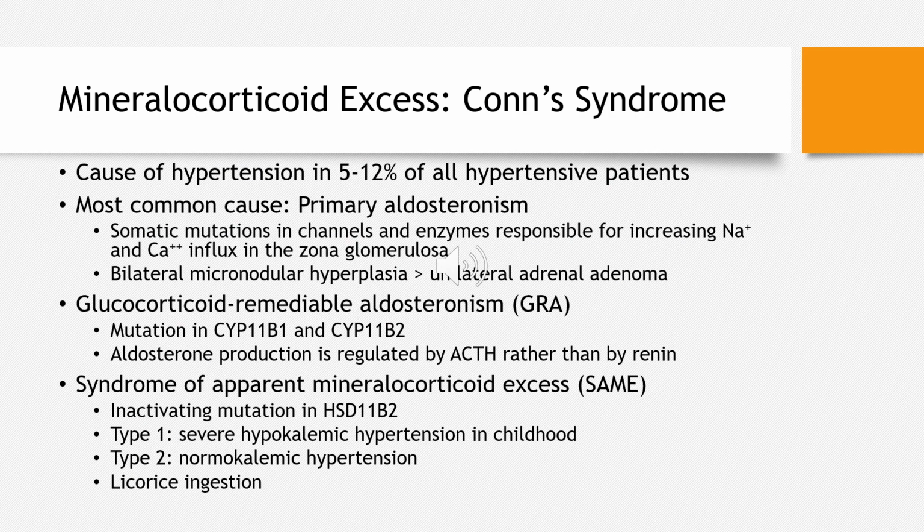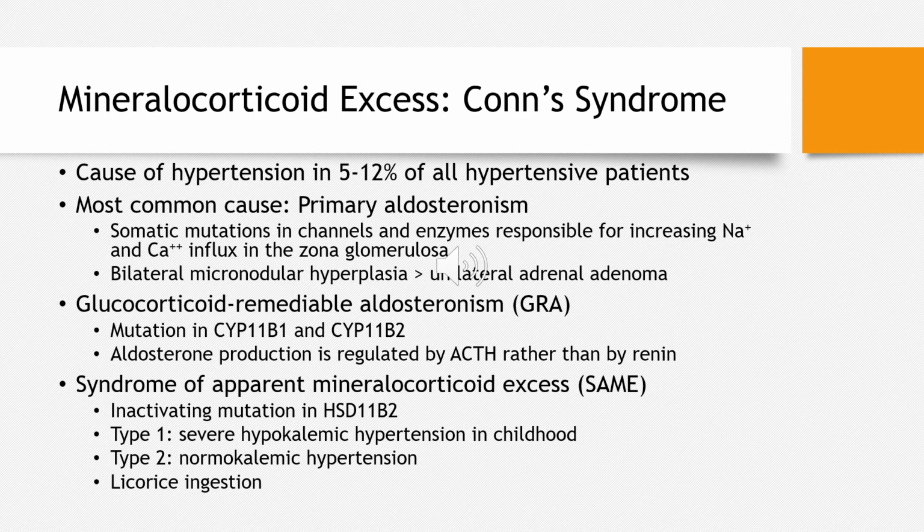Hypertension, suppressed plasma renin activity, and increased aldosterone excretion characterize the syndrome of primary aldosteronism, which was first described in 1955. Aldosterone-producing adenoma and bilateral idiopathic hyperaldosteronism are the most common subtypes of primary aldosteronism. Somatic mutations account for about half of aldosterone-producing adenomas, and these mutations are responsible for increasing sodium and calcium influx in the zona glomerulosa. Bilateral micronodular hyperplasia is more common than unilateral adrenal adenoma.